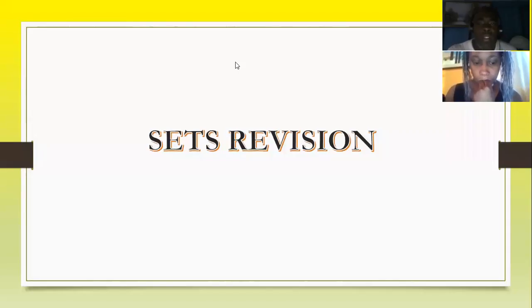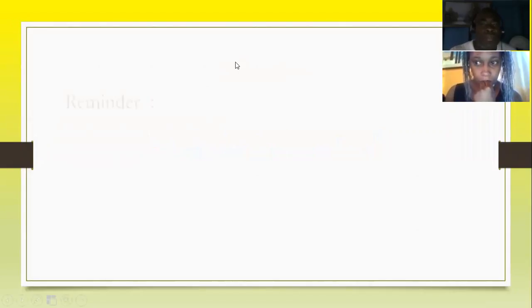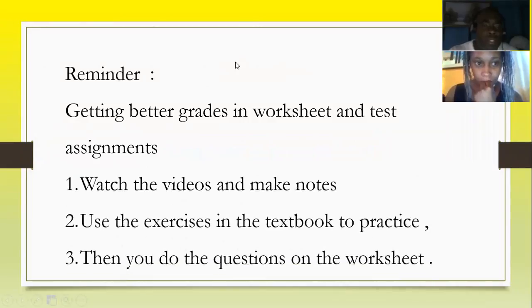Okay, so let's go. Look at the set revision. We're going to look at a few questions to remind you of this from the last time. To get better grades in the worksheet and test assignments, you watch the videos and make your notes, use the exercises in the textbook to practice, then you do the questions on the worksheets.